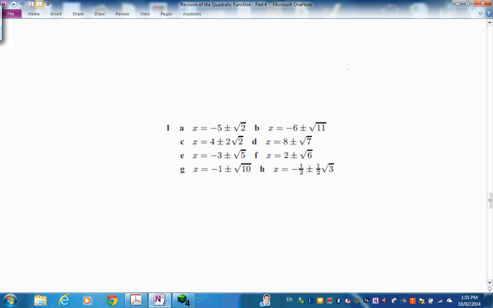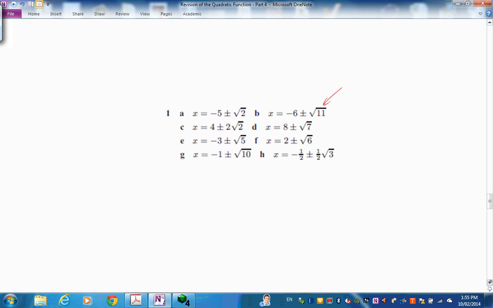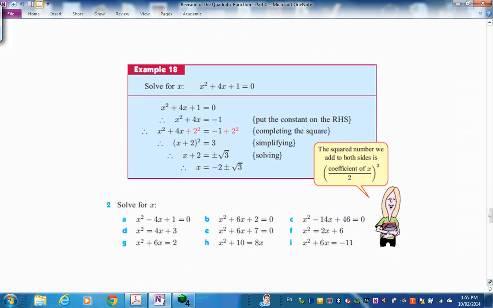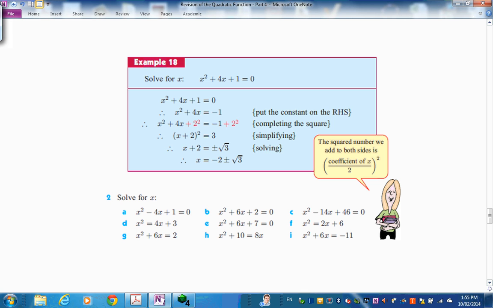Yep, look at them. They've all got these surds in, square roots. Okay, and that's why we need to complete the square. It's not possible to factorise these. Okay, there's one more type, I think, still to go. Let's have a look. Here it is here. Oh, that's the one I've just done. Okay, so we are doing what I just did there.